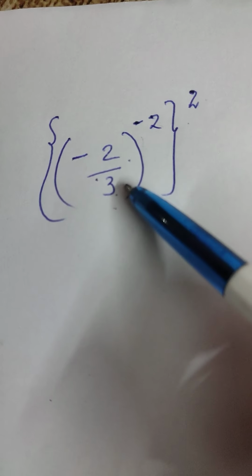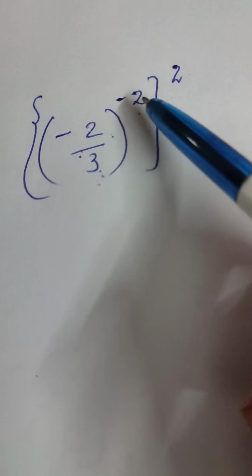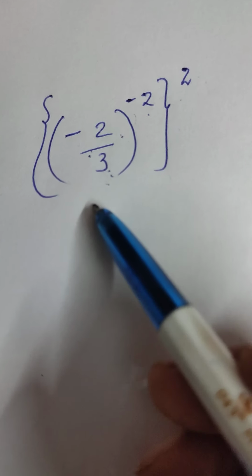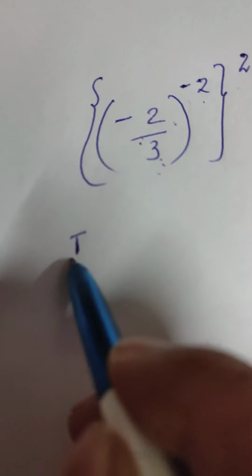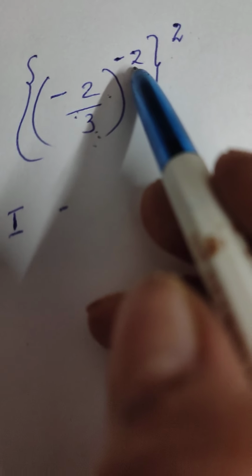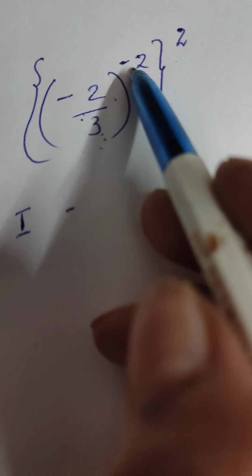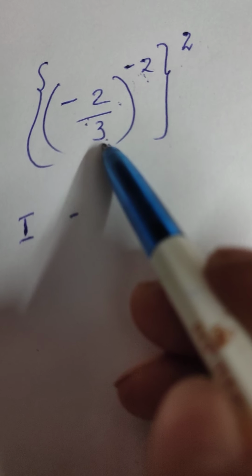Now it is given to evaluate (-2/3)^(-2) and the whole power is 2. Now you can solve this in two ways. The first way I am telling you here: what we have studied, if the exponent is negative, then how to make this positive? By taking the reciprocal of it.